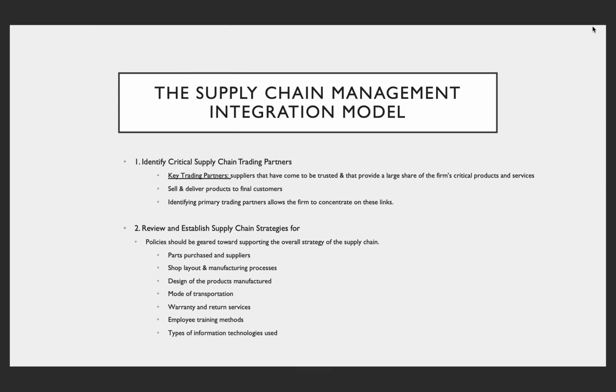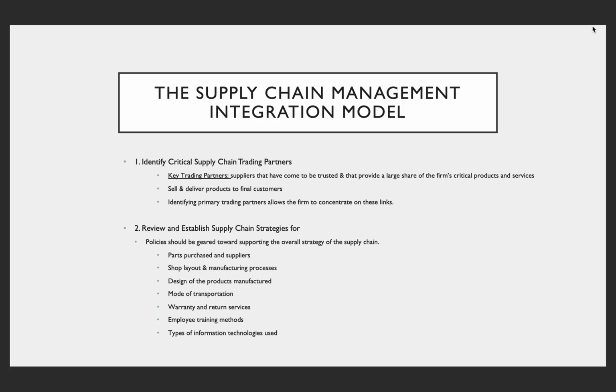So, the supply chain management integration model. It first starts out with what we just talked about: identify critical supply chain trading partners. So, what are key trading partners? They are suppliers that have come to be trusted and that provide a large share of the firm's critical products and services. They sell and deliver products to final customers, and identifying primary trading partners allows the firm to concentrate on these links. So it's important to get that trust and communication together with your trading partner.